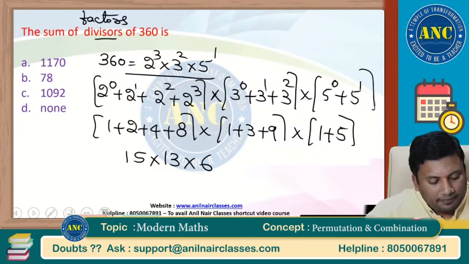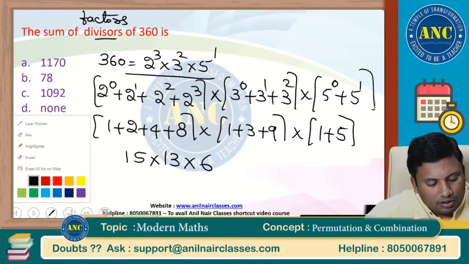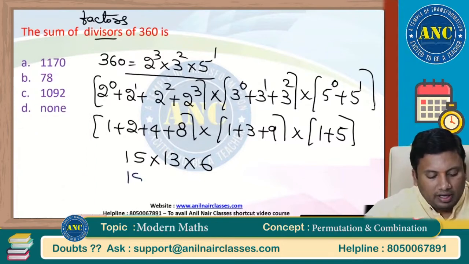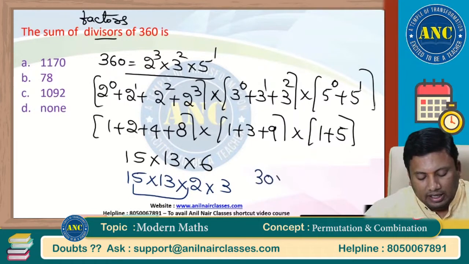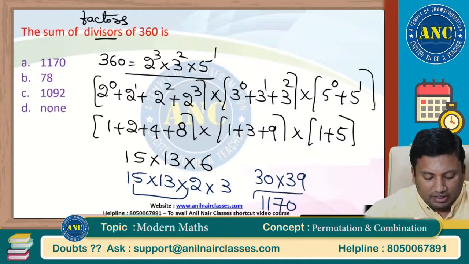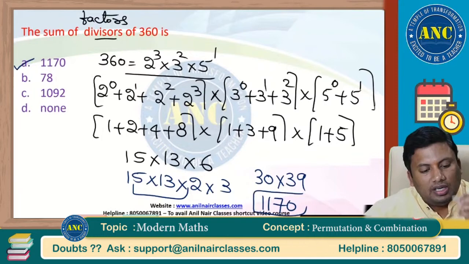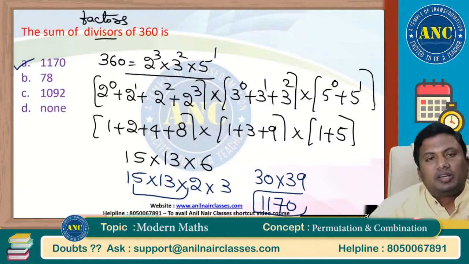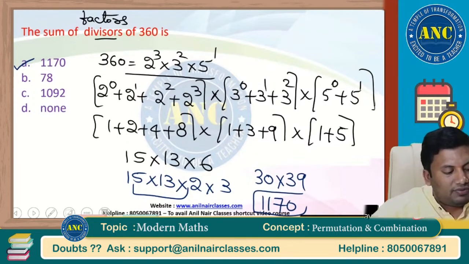Now see here. These are nothing but 15 into 13 into 2 into 3. 15 2s are 30. 13 3s are 39. These are nothing but 1170. The answer for this question is 1170. Simple concept based on the sum of the factors.